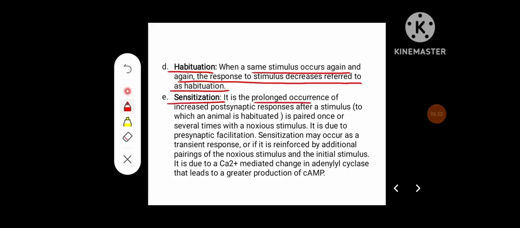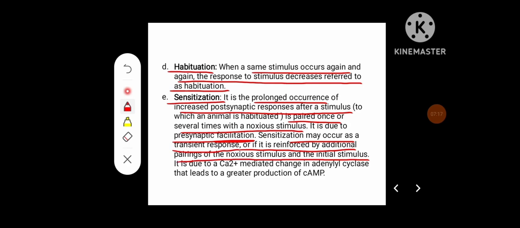Sensitization. It is the prolonged occurrence of increased postsynaptic responses after a stimulus to which an animal is habituated is paired once or several times with a noxious stimulus. It is due to presynaptic facilitation. Sensitization may occur as a transient response or, if it is reinforced by additional pairings of the noxious stimulus and the initial stimulus, it is mainly due to the calcium-mediated change in the adenyl cyclase that leads to greater production of cyclic AMP.